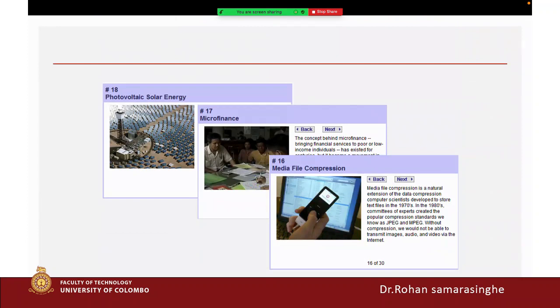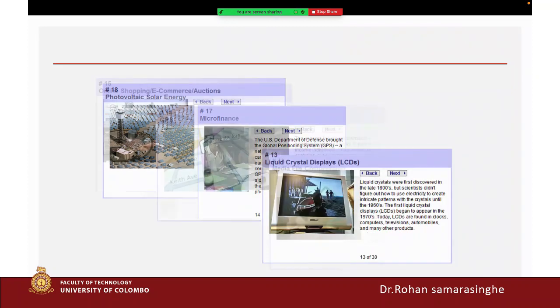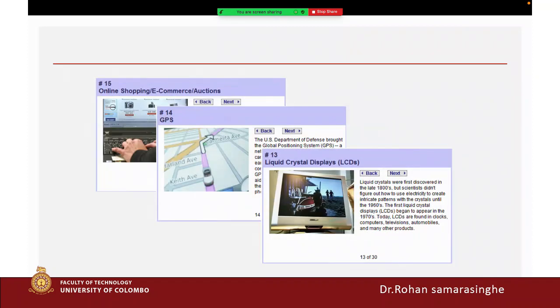Then solar energy, as also microfinance, also the finance field, and media file compression, also related to the ICT. And online shopping, e-commerce and auctions. This is another way to sell your product or buy the product from the.